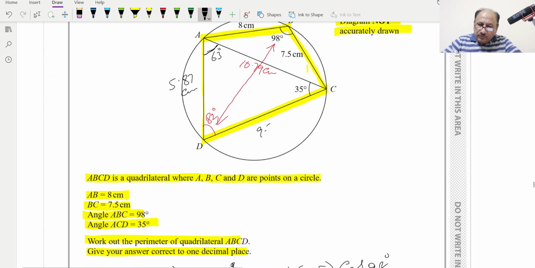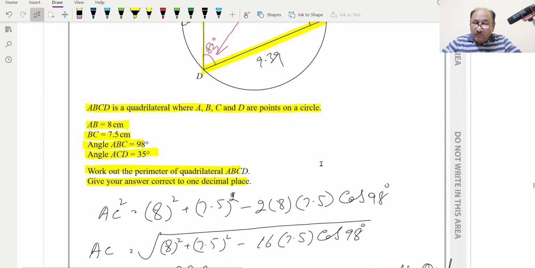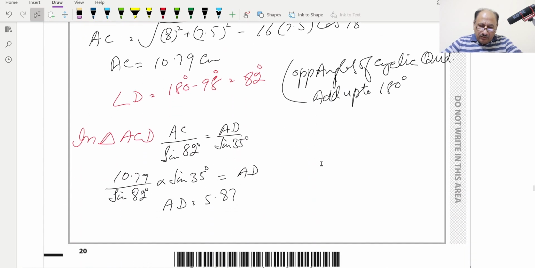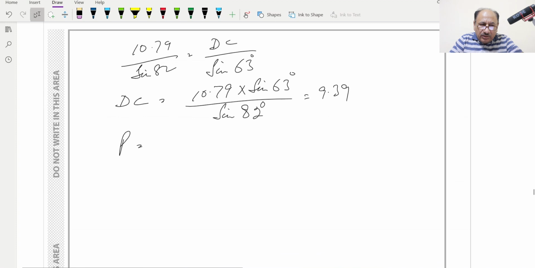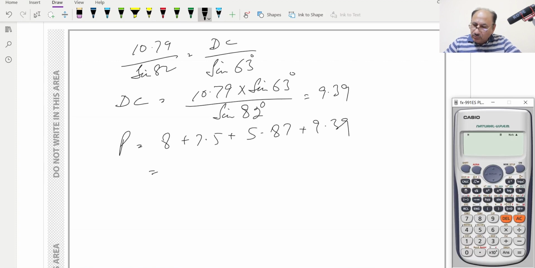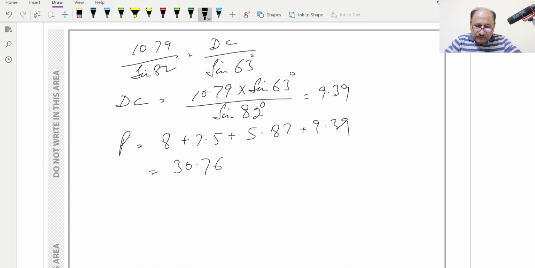Now we have all sides. 9.39 is this side. We have all four sides basically, and we can add all four sides. So perimeter P of the given quadrilateral will be equal to 8 plus 7.5 plus 5.87 plus 9.39, and we will be adding all these numbers. So 8 plus 7.5 plus 5.87 plus 9.39 is equal to 30.76.